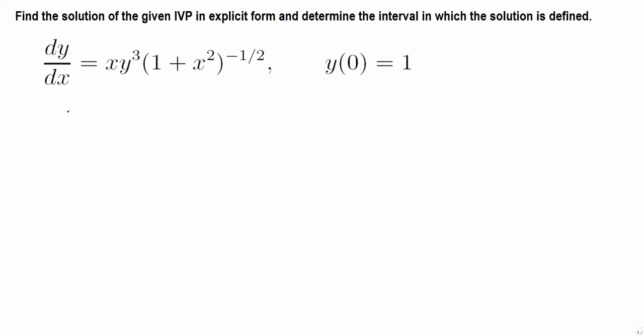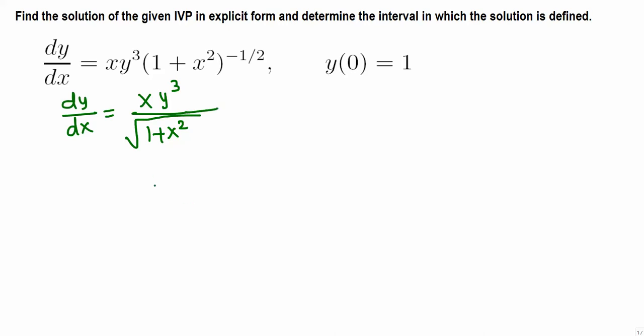So we have dy over dx equals x, this is a negative exponent, that means this factor is on the bottom, y cubed over, that's negative, so on the bottom, so positive (1 plus x squared) raised to positive 1/2, which is the same as a square root.